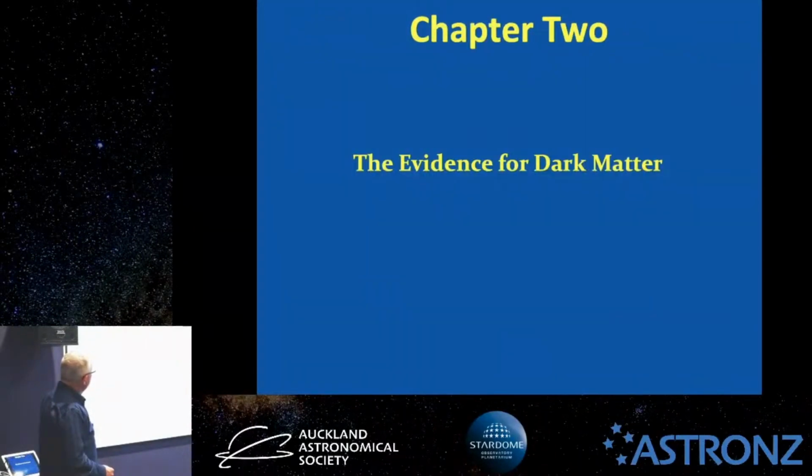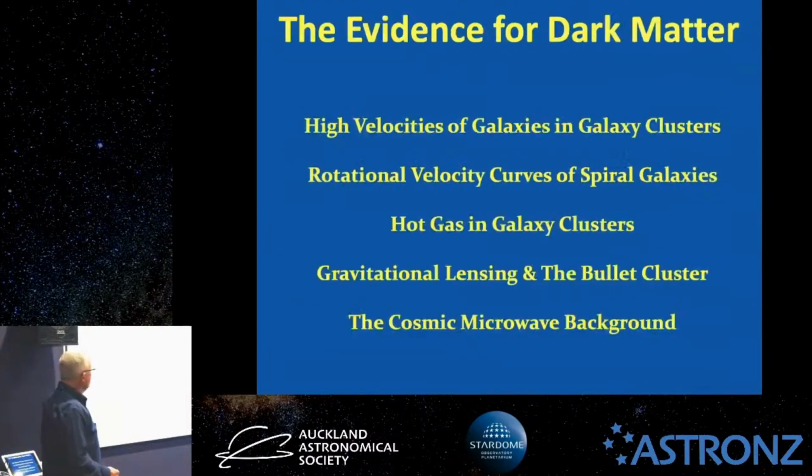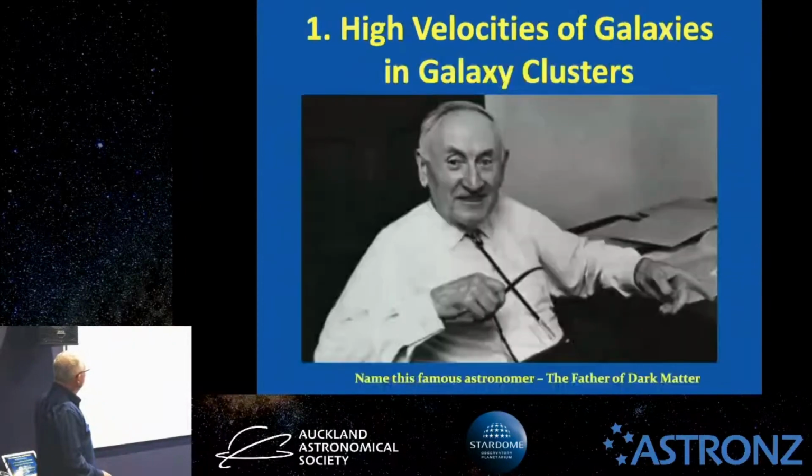So what is the evidence for dark matter? There's actually numerous forms of evidence, but there are 5 main lines of evidence which we'll go over: the velocity of galaxies and galaxy clusters, how fast stars are going round spiral galaxies, hot gas in galaxy clusters, gravitational lensing and our friend the Bullet cluster, and then the cosmic microwave background. These are our 5 main lines of evidence that this dark matter is out there, that we can't see, but we know is there.